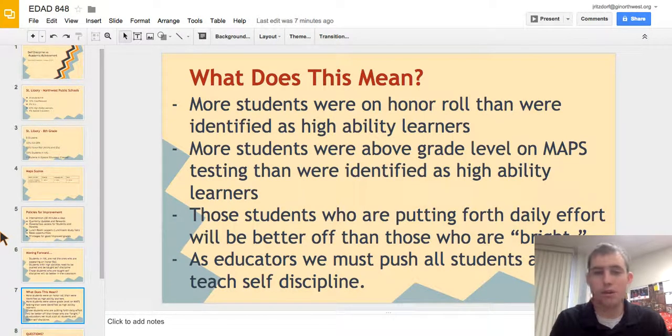More students were on the honor roll than were identified as high ability learners. More students were above grade level on MAP testing than were identified as high ability learners. And those students who are putting forth daily effort will be better off than those who are so-called bright. In the long run, those who are giving the day-to-day effort and are doing their homework and are putting forth a good effort are the ones who are achieving the most. And as educators, we must push all students and teach self-discipline to all of our students.